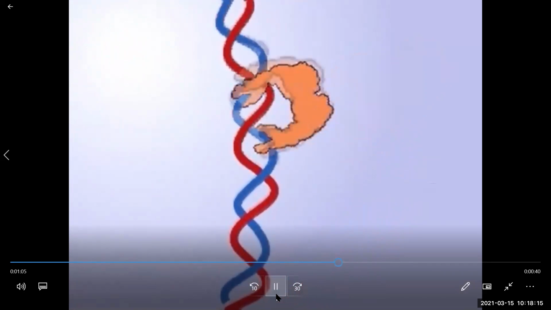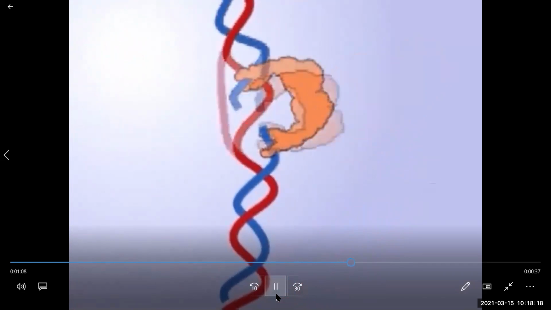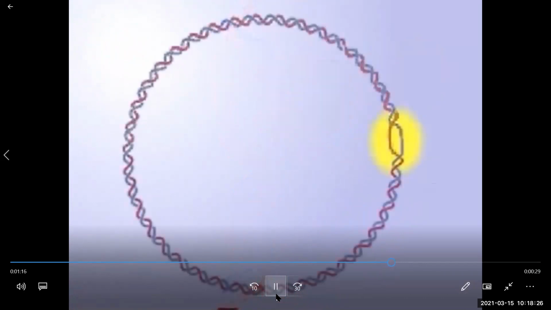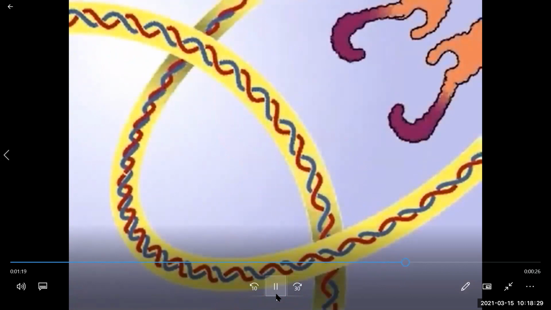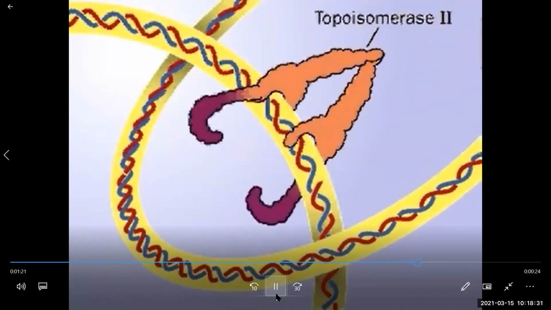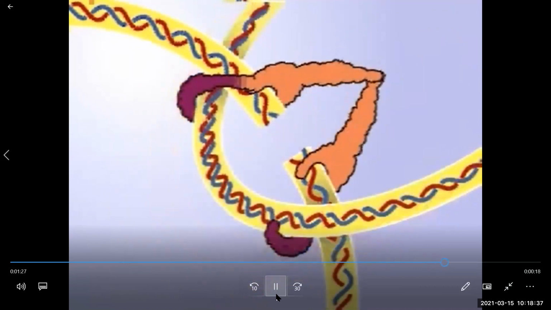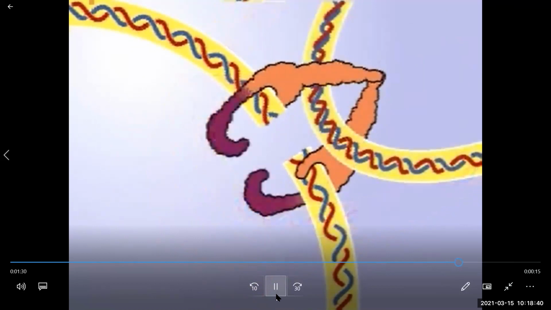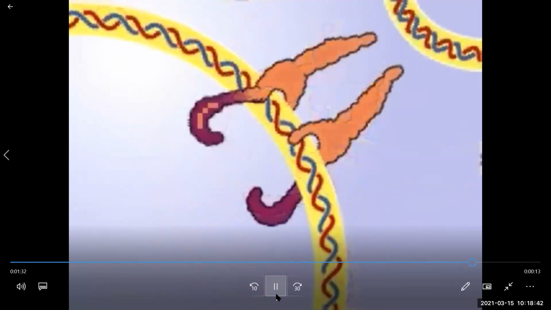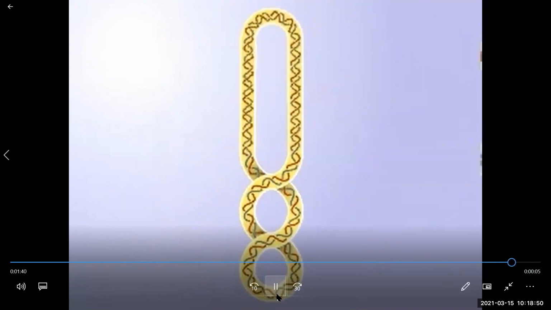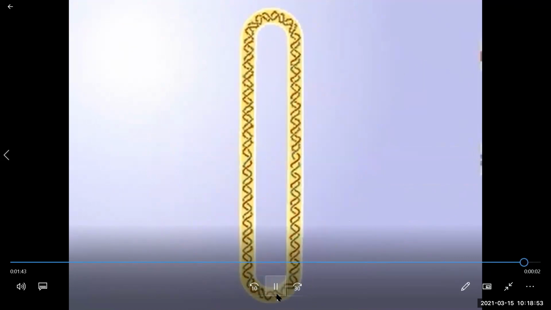Topoisomerase I enzymes cut a single strand of the double helix, pass the other strand through the cut, and reseal the break, relaxing the overwound molecule, which now has one fewer twist. Topoisomerase II enzymes do the same thing but with both strands of the double helix. Topoisomerase II cuts both strands of a double-stranded DNA and passes another double strand through the break and then reseals the break. So if a molecule of DNA is supercoiled, topoisomerase II can remove the supercoiling, 2 twists at a time, to yield a relaxed circle.